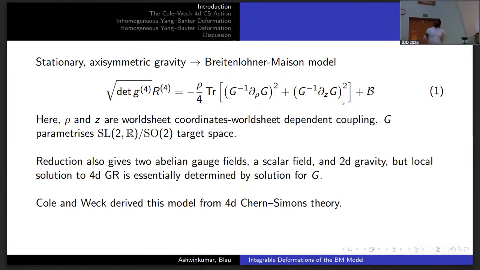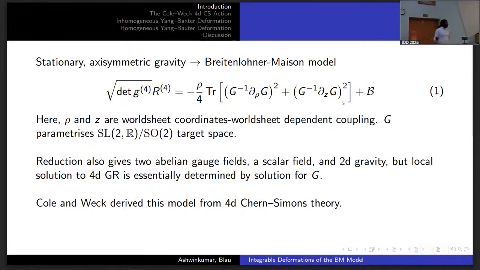So SL2R here tells you about the shape of your metric in the directions that you reduced. And the modding by SO2 just represents the freedom of changing your frame. Of course, in the reduction, there are some other fields as well. You have some Kaluza-Klein gauge fields, you have some scalar fields, which is a dilaton, you have 2D gravity, but locally, what matters is really the solution to G. This is going to tell you about your black hole solutions. So this is a very interesting integrable sigma model in relation to gravity.